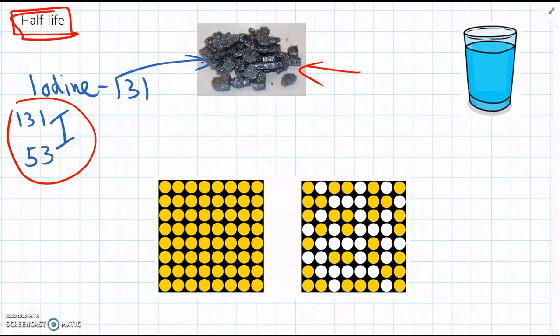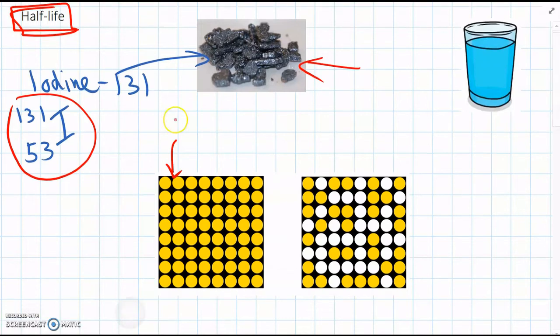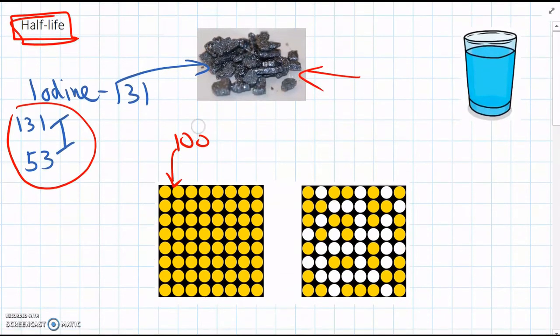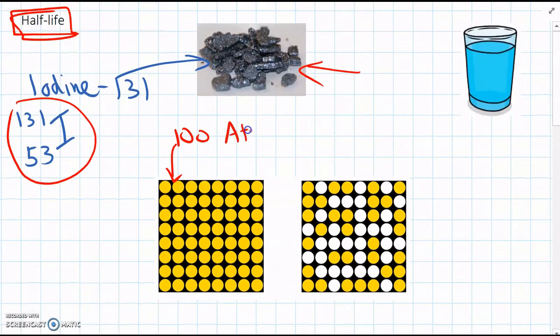So if we have some iodine 131 and we look at all of those, or if we look at 100 of those atoms, there's actually trillions and trillions of atoms, but if we just look at 100 of them, so we've got our iodine 131. Here are the 100 atoms in our little diagram.